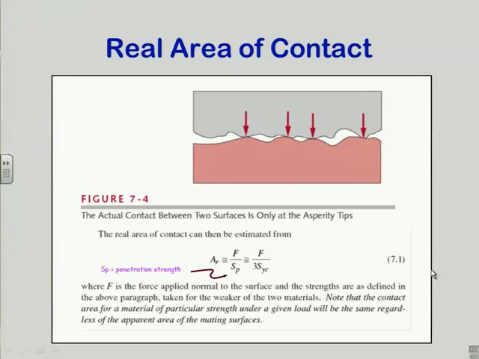It says no matter what the physical size of my part is, say they're both made of steel, so I know what the yield strength is in both cases, when I put them together and put a certain load on them, I can predict what the real area of contact is with that simple formula. It can be force divided by 3 times the yield strength.